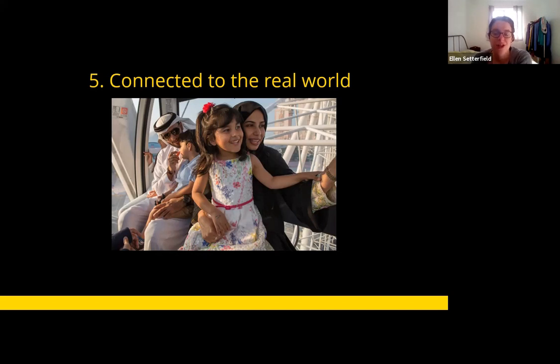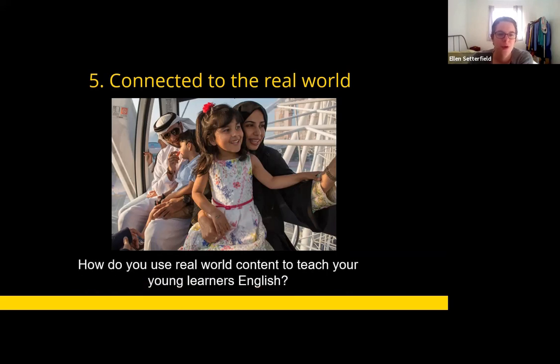Well, firstly, we can choose topics that they can relate to, which are relevant to them and to their lives. So it could be talking about their family, where they live, free time, all of those other topics that we've been talking about today. But I've got a question for you. How do you use real world content to teach your young learners English? What do you already do to use real world content in this setting?